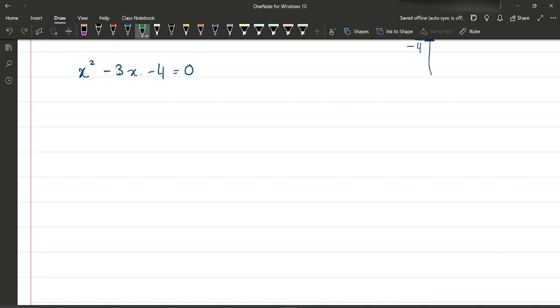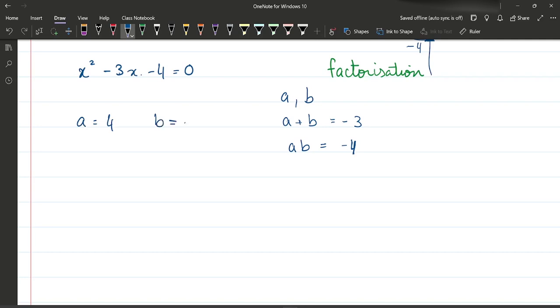So let me just write that down. So we're going to be factoring it. What that means is you're just going to look for two numbers, a and b, so that when you add them, you get minus 3, and when you multiply them, you get minus 4. Okay, so then you just have to kind of guess maybe. So now you could say that, well, a could equal 4 and b could equal minus 1.